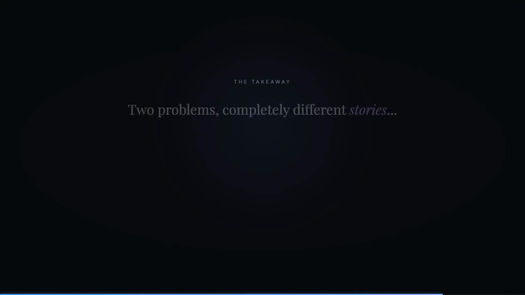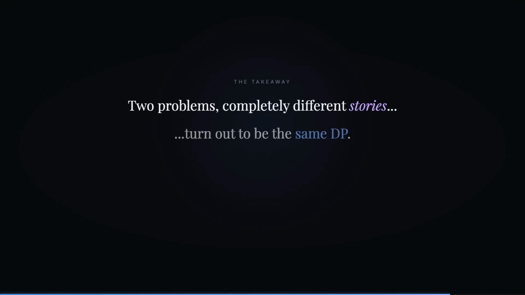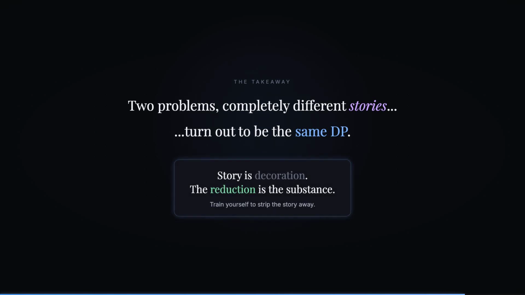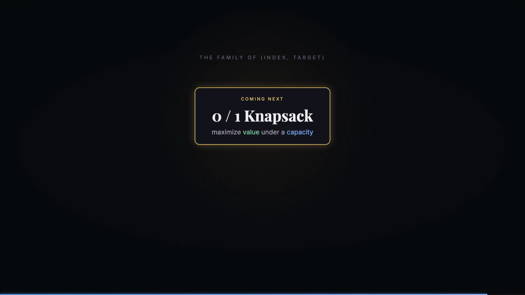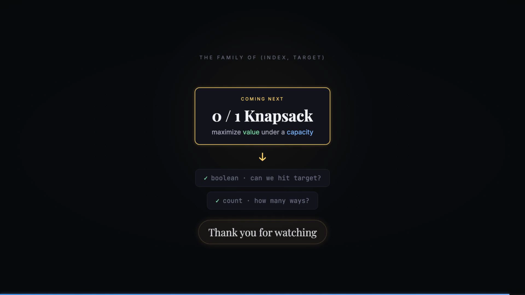That is the big takeaway. 2 problems can look completely different on the surface, yet share the same dynamic program underneath. The story is decoration. The reduction is the substance. Once you recognize this family of index and target problems, the next variants get easier. Boolean versions ask, can we hit the target? Counting versions ask, how many ways?